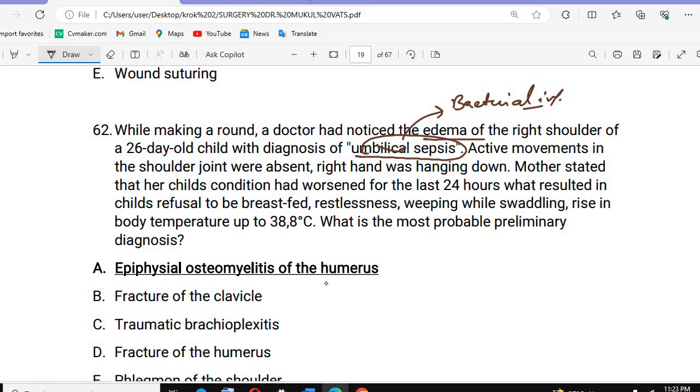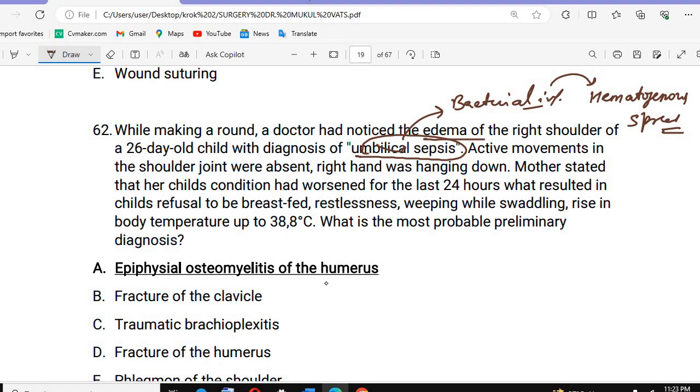So with this bacterial infection, there will be hematogenous spread. Hematogenous spread means through the blood. Now you see there is an absence of active movement in the shoulder joint, and the right hand was hanging down.